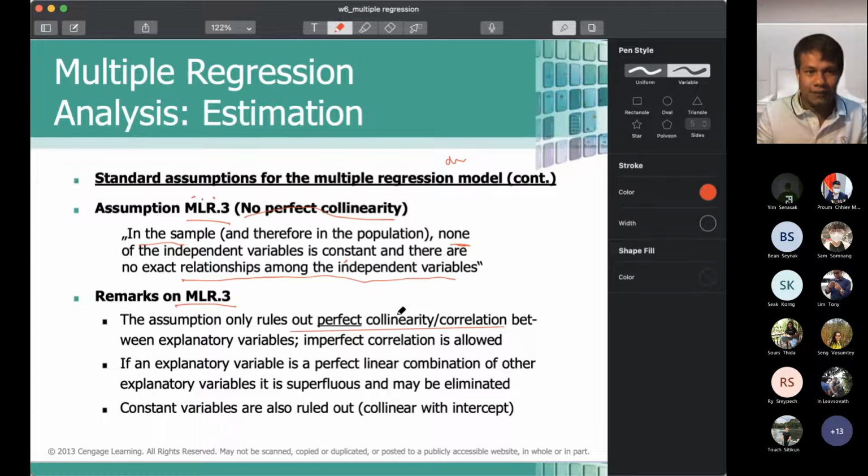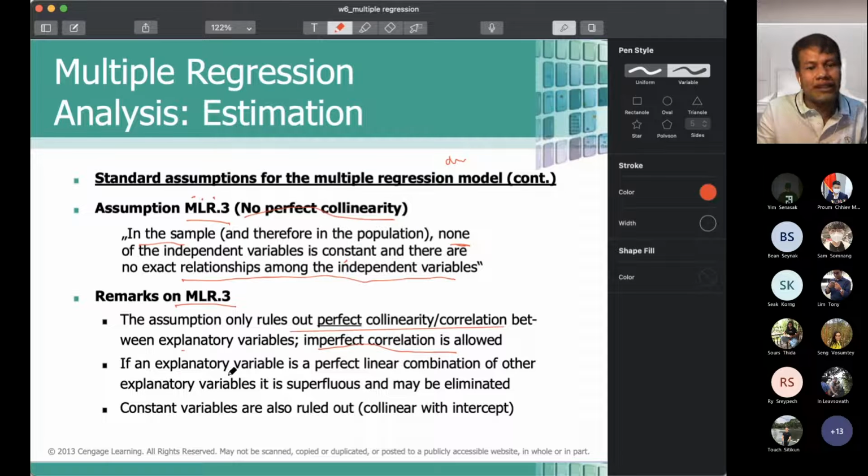1 or -1. You remember when we discussed correlation, the perfect positive correlation equals 1, and the perfect negative correlation equals -1. So assumption number 3 does not allow independent variables to have perfect correlation. It allows correlation, but not perfect. The correlation must not equal 1. It does not allow perfect correlation between explanatory variables, but it allows imperfect correlation, as long as it is not 100%.